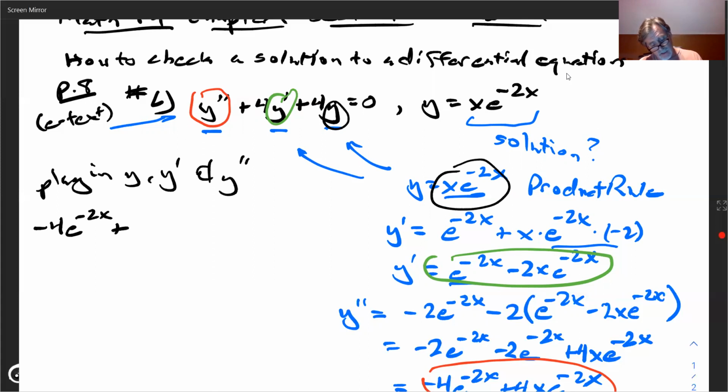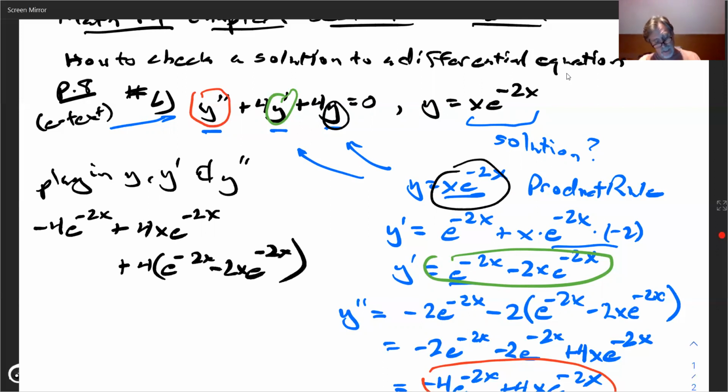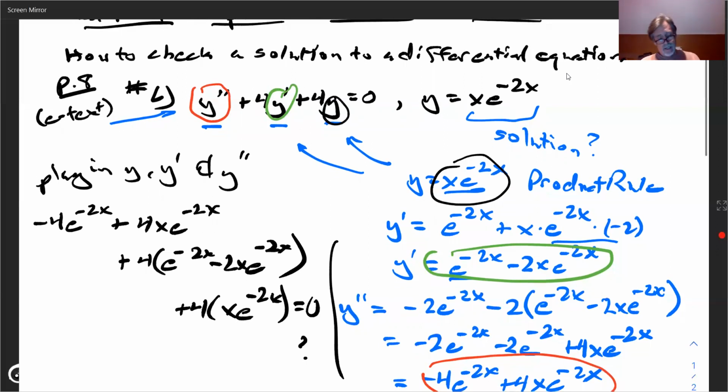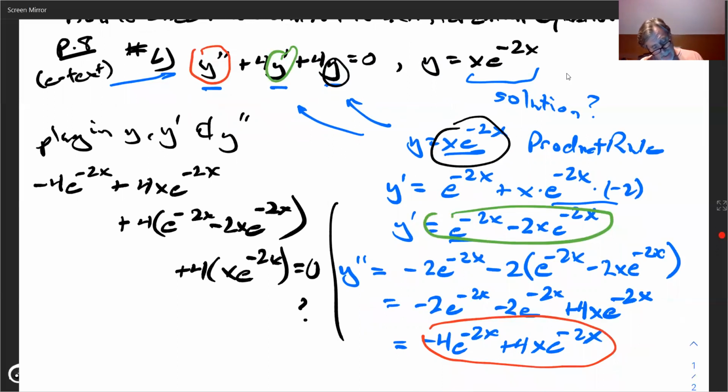Plus 4x e to the minus 2x. That's that guy. Plus 4 times this first derivative, e to the minus 2x minus 2x e to the minus 2x, like so. Okay, and then finally, plus 4, again, times the original, x e to the negative 2x. Is that equal to 0? Question mark. Okay, I know it's a mess. So what do we have? Let's write it out.